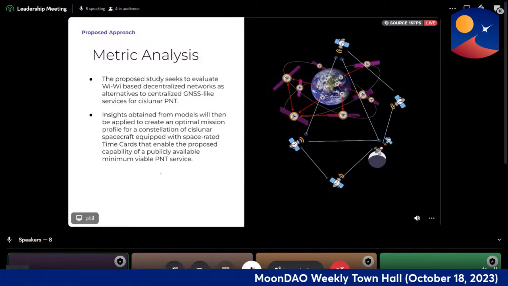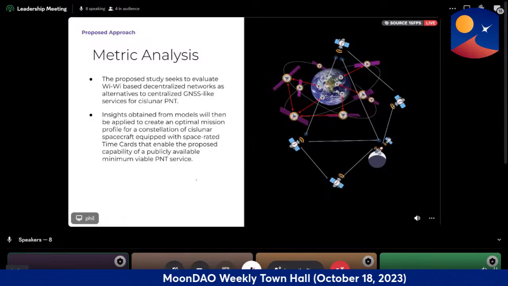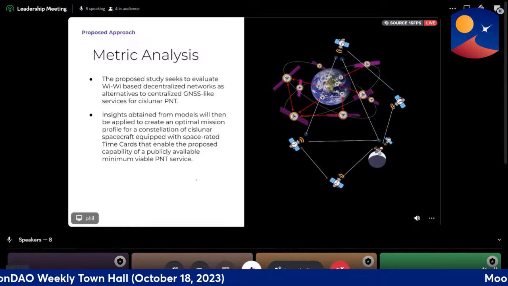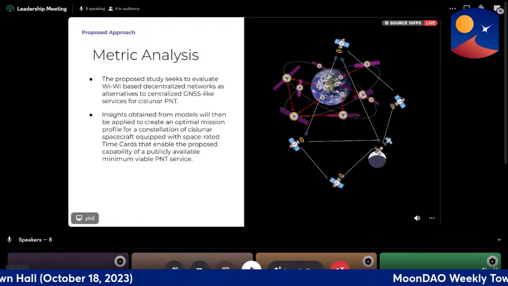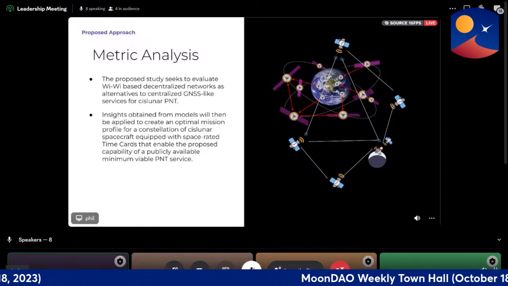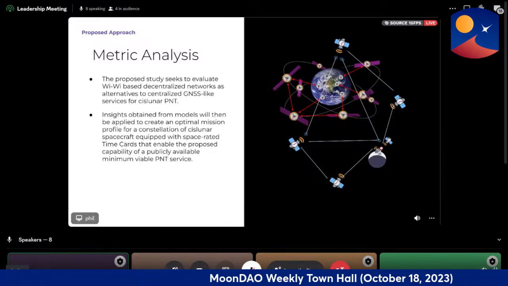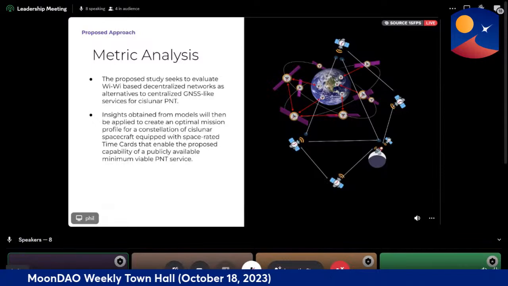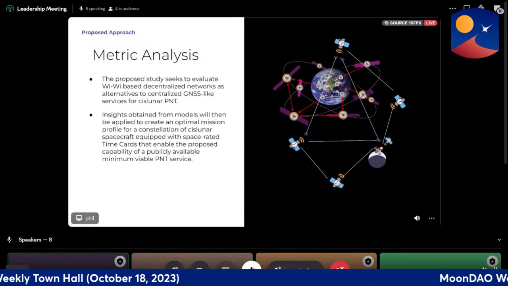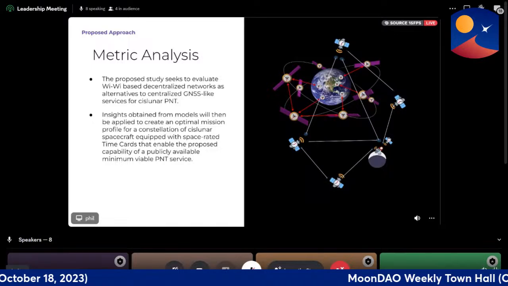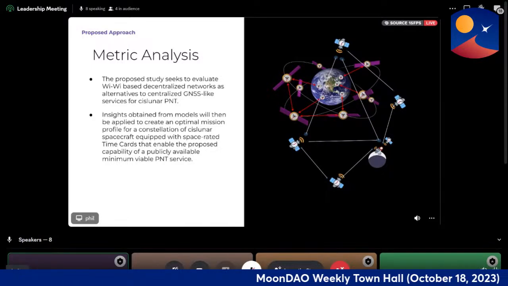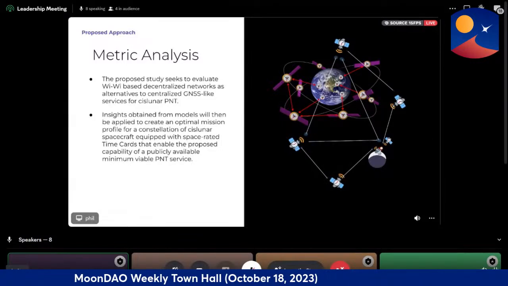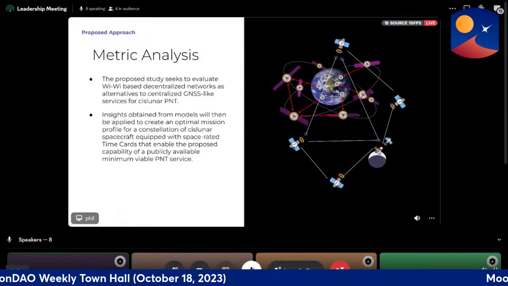Where we would take that insight is to make it a baseline mission profile for our own little constellation to seed this service. And then also the hope would be that this would lead to an open source design for a time card that's built from COTS components under $5,000, and any mission could easily incorporate it into their mission.